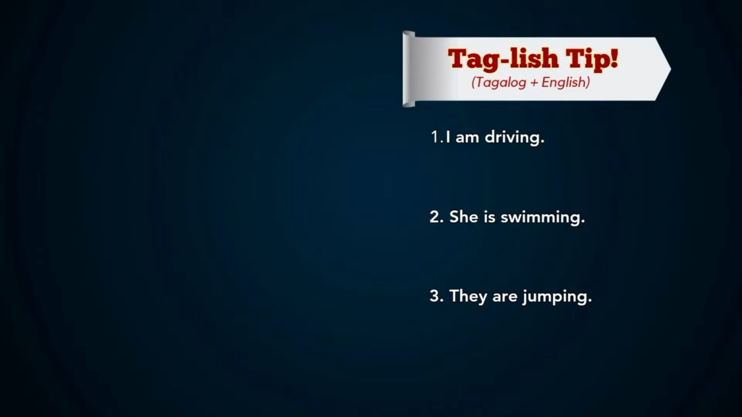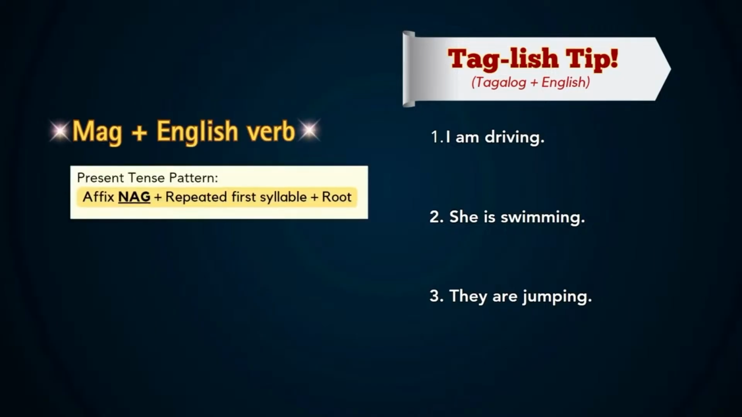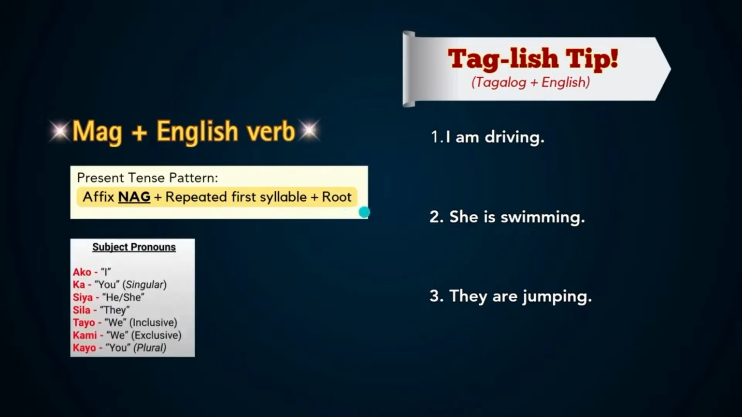But you could always turn them into a mag verb. So mag plus the English verb. And then you could just conjugate it in the present tense using the pattern we learned. Affix is nag. Then there's a repeated first syllable and then the root. And then use the subject pronouns like we learned.